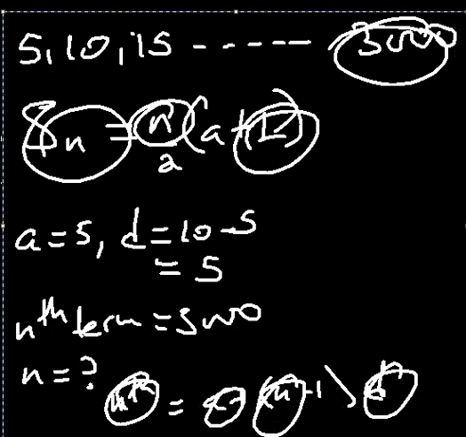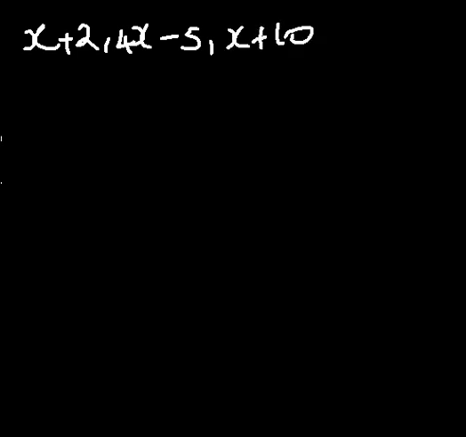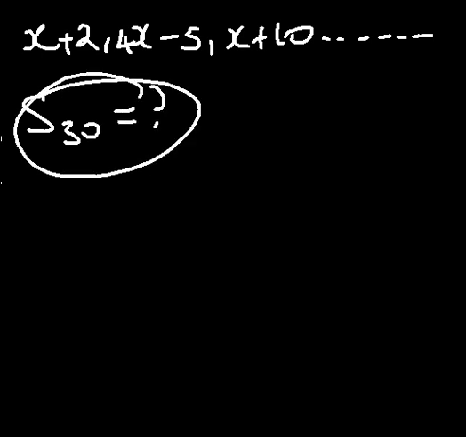And what if you were given this case? Let's say we have the first 3 terms of an arithmetic progression given as x plus 2, 4x minus 5, and x plus 10, assuming the values keep on going. What is the value of x? And find the sum of, let's say, 30 terms for this particular arithmetic series. How should you go about that?